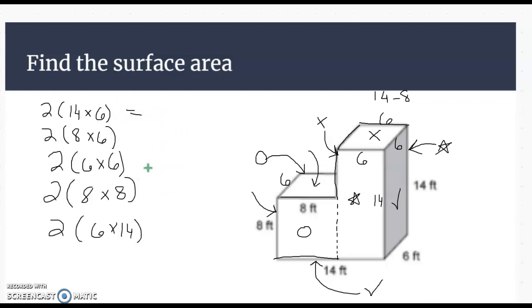14 times 6, 84. 84 times 2 is 168. Our first area up here is 168. 8 times 6, 48. 48 times 2 is 96. That's our second one. 6 times 6 is 36. 36 times 2 is 72. 8 times 8 here is 64. 64 times 2 is 128. And the last one, 6 times 14, gives us 84. 84 times 2, 168 yet again.